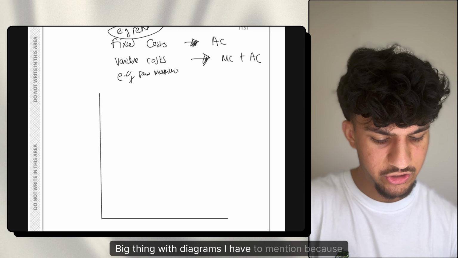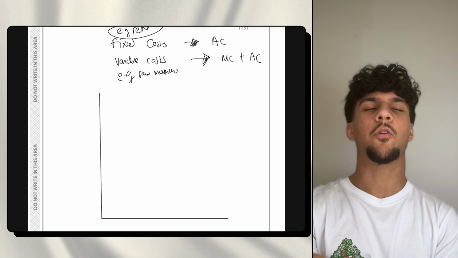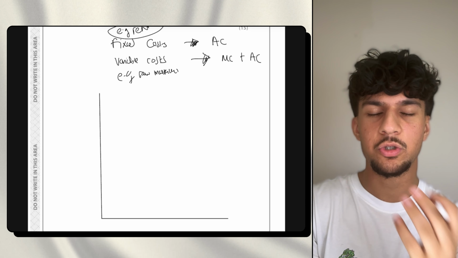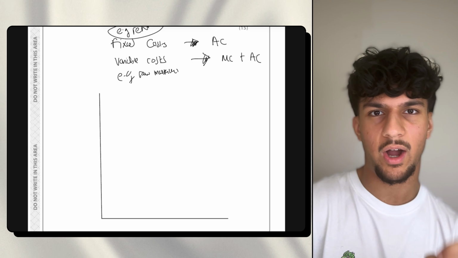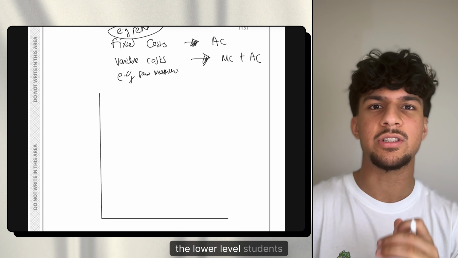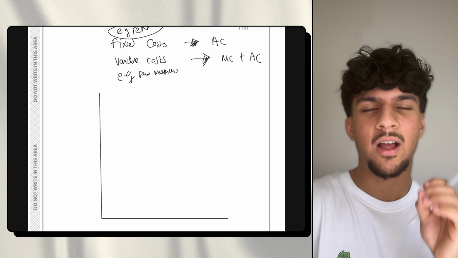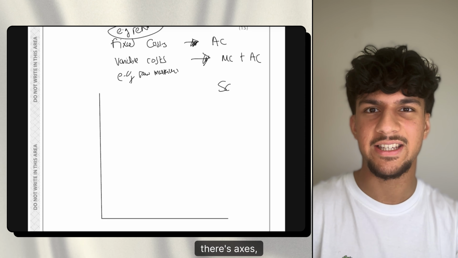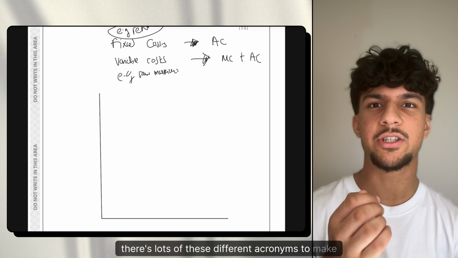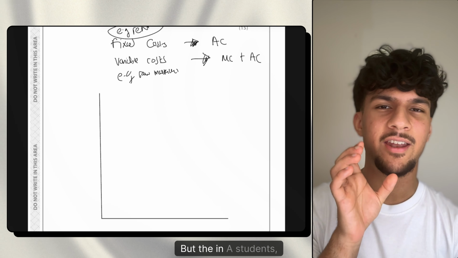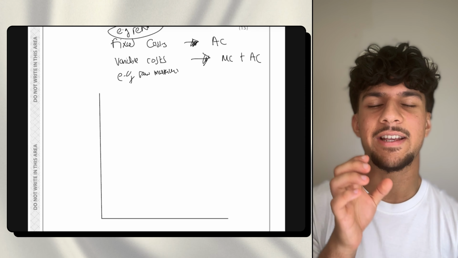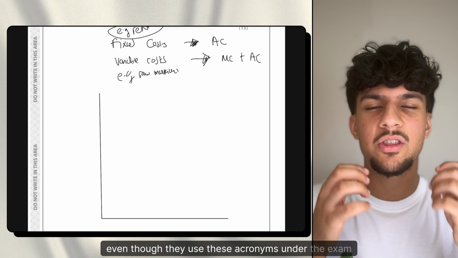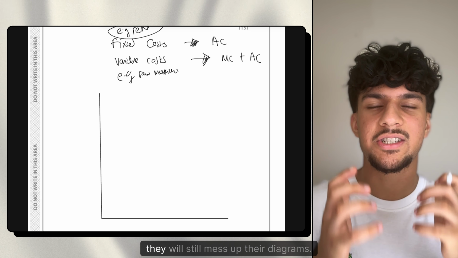Now, the big thing with diagrams I have to mention, because we're doing a video on it, is mistakes. Looking through hundreds of scripts, the only real mistakes you usually see are from the non-A and A-star students. Why? Because the lower level students don't actually tend to practice diagrams that much. And that's the main thing. You can use all these acronyms, like scale, axes, lots of different acronyms to make sure you don't mess up on the diagrams. But A-star students do so much diagram practice, which is why they will never mess it up. Because a lot of these students, even though they use these acronyms, under the exam pressure and the exam conditions, will still mess up their diagrams.